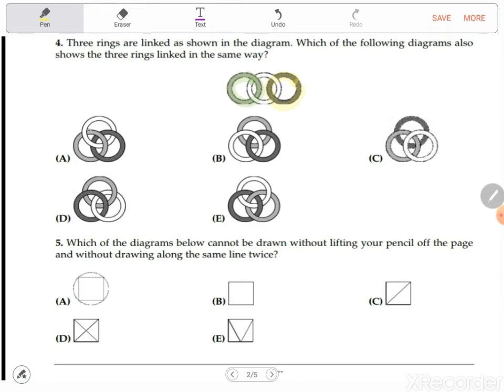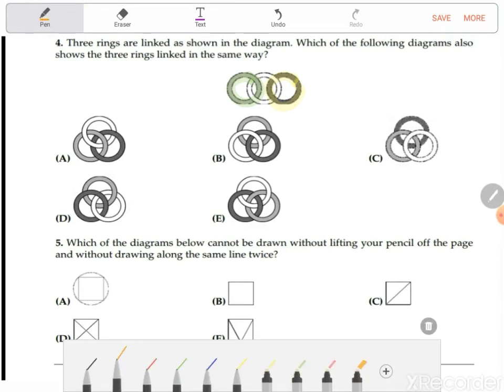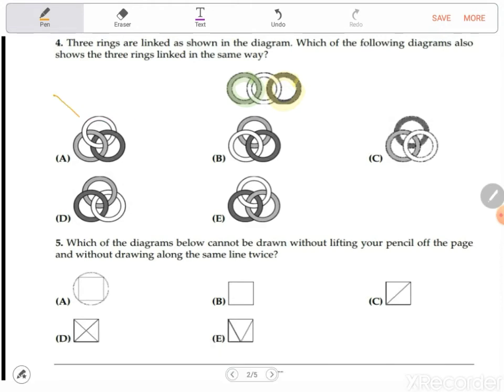Now here A cannot be the answer, because here it seems like the gray and the black rings are also connected to each other, so A will be crossed out. Same with B. B also shows that the gray and the black ones are linked to each other, so we will also cancel out B. Now C shows that the black is isolated, which is not actually the case. So C is also not our answer.